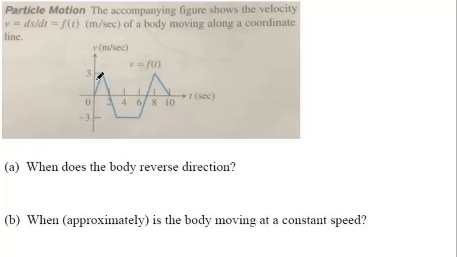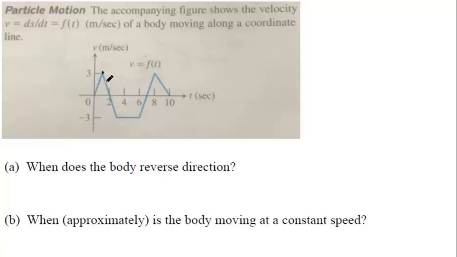So every y value is of speed. Sorry, I shouldn't say that. Every y value is of velocity. It's talking about how fast it's moving. So 3 meters per second here. This is maybe 2 meters per second, 1 meter per second.